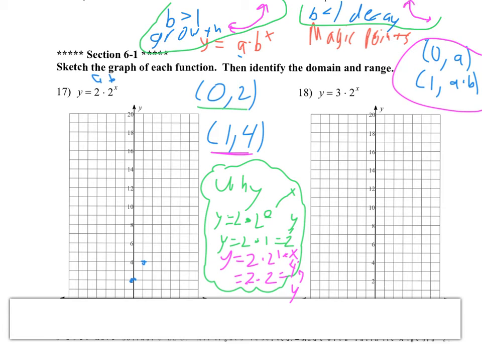So for this one, since b is 2, it's greater than 1, so it's going to be growth here. And so let's go ahead and draw our graph. It's going to look something like that.